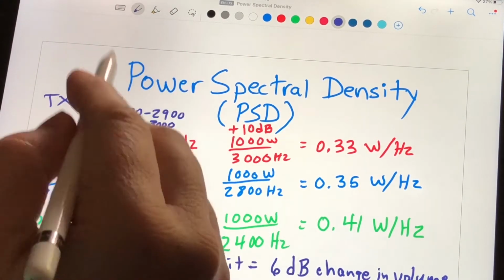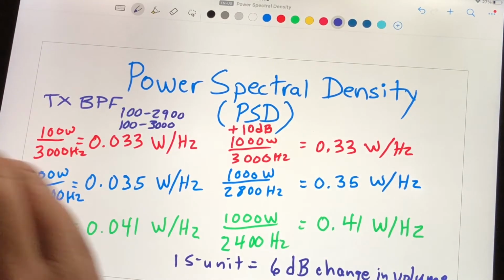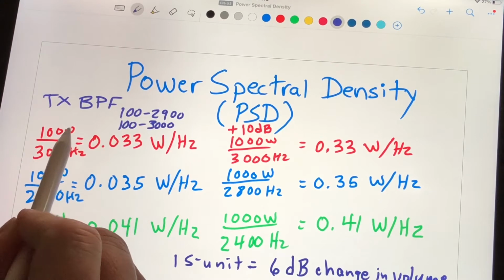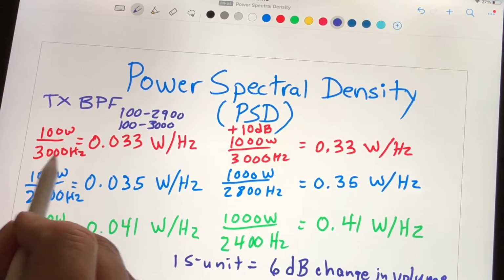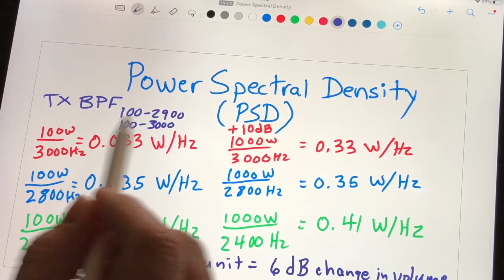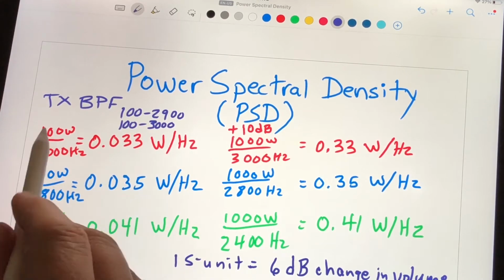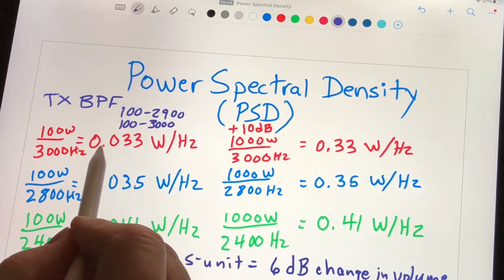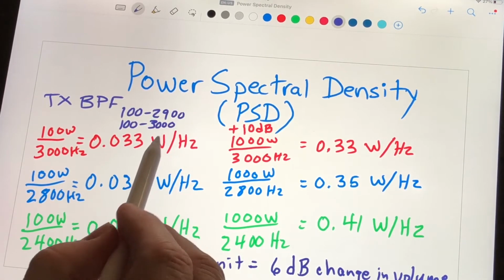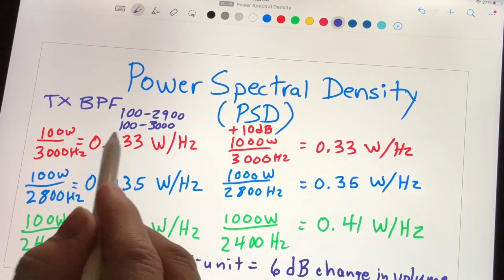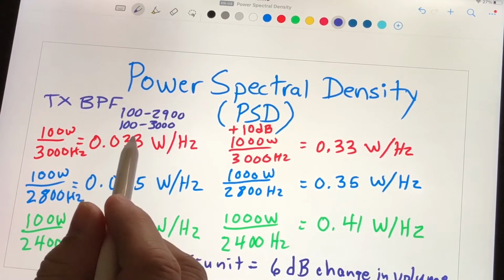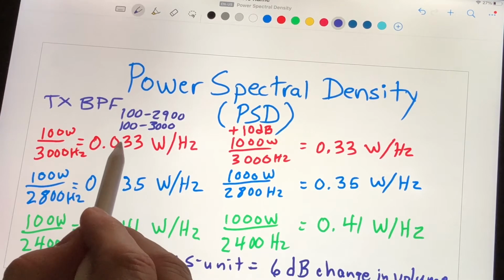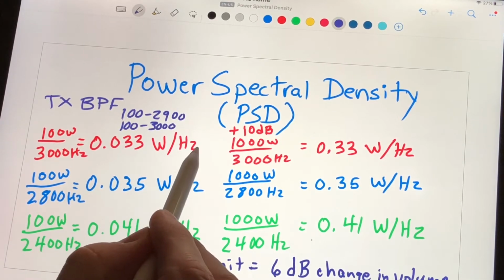So here's where power spectral density comes into play. If you're transmitting 100 watts sideband at 3,000 hertz or 3 kilohertz bandwidth, we do the math, we divide the power by the bandwidth, and we get an answer, and that answer is going to give us the watts per hertz. So at 100 watts, 3,000 hertz bandwidth, you're transmitting a power level of 0.033 watts per hertz.